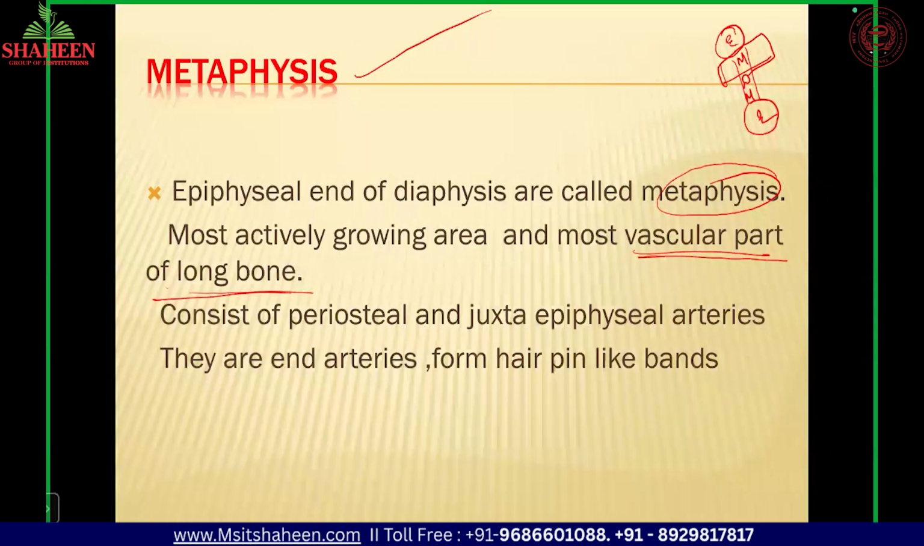It consists of periosteal and juxtaepiphyseal arteries. They are end arteries, forming hairpin-like bands. I already said they are end arteries. So if any damage happens to this particular artery, the blood supply to the metaphysis will be blocked, and the blood supply to the entire bone will be blocked. So if there is any fracture, it is very important that you treat it very well.